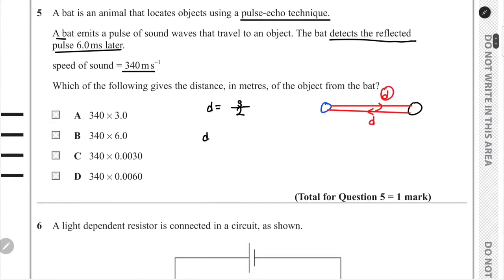My bad. So the distance would be the distance covered by the sound, which is 340 into 6.0 into 10 to the power minus 3. We are converting milliseconds into seconds, and then we'll divide it by 2. So this is 340 multiplied by 0.0030. C is our answer.